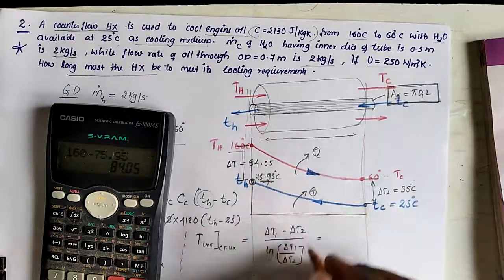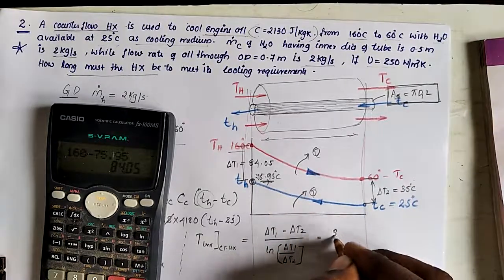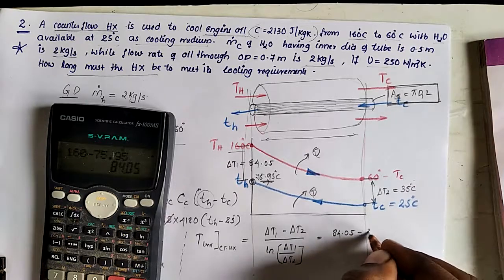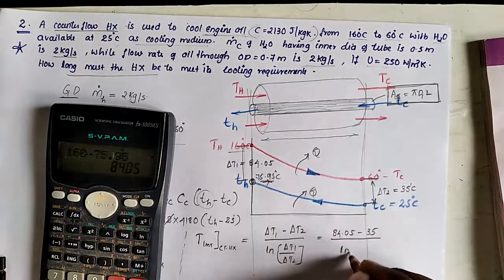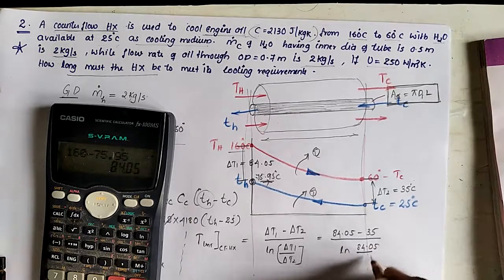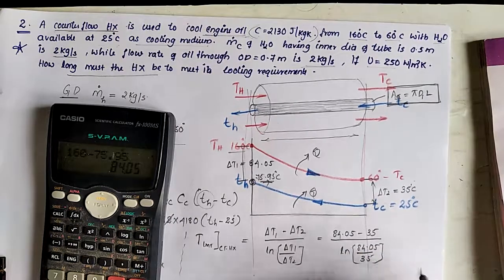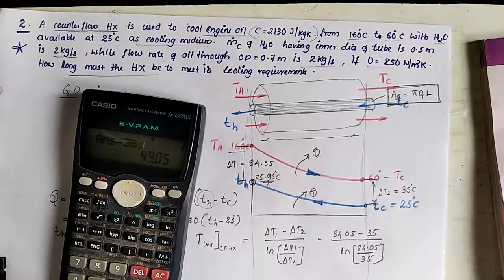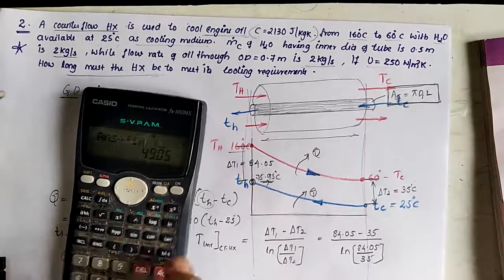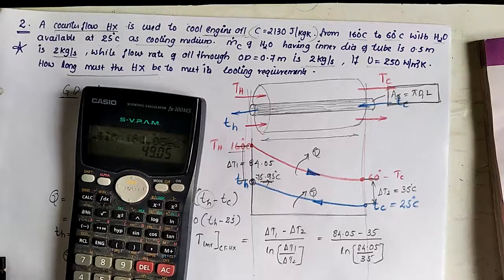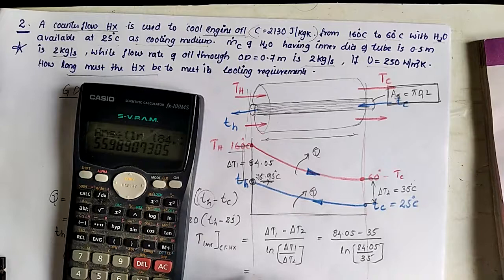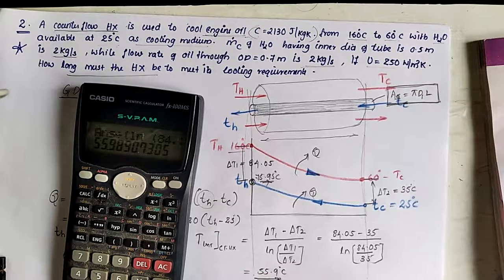Hence we substitute all these values in this equation. You will get 84.05 minus 35 divided by ln of 84.05 divided by 35. Here you will get the LMTD value for the counterflow heat exchanger as 55.9 degrees Celsius.